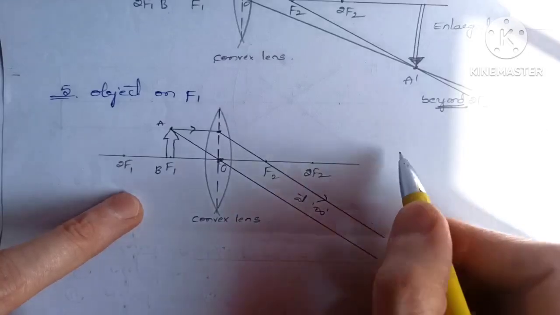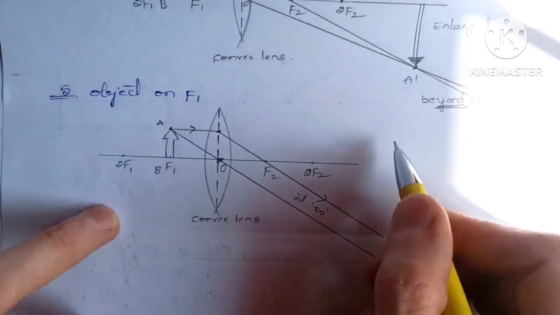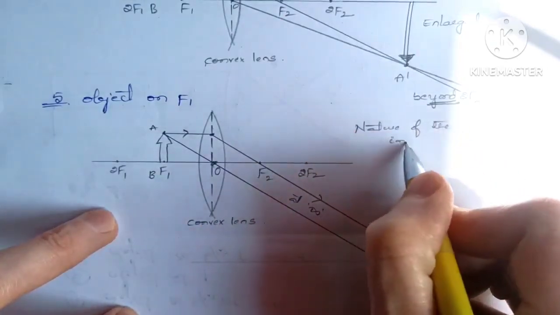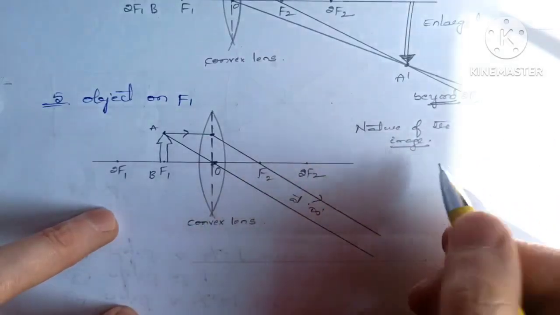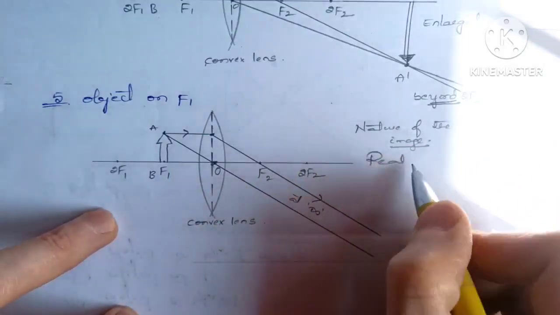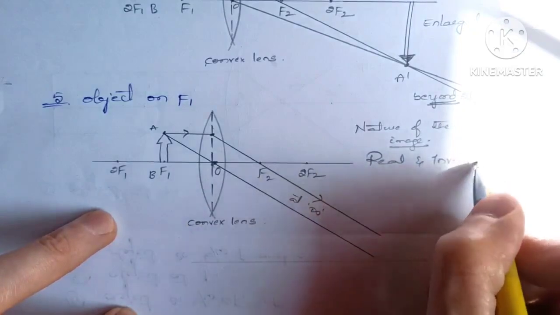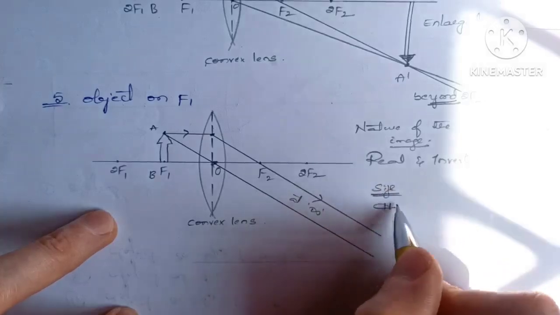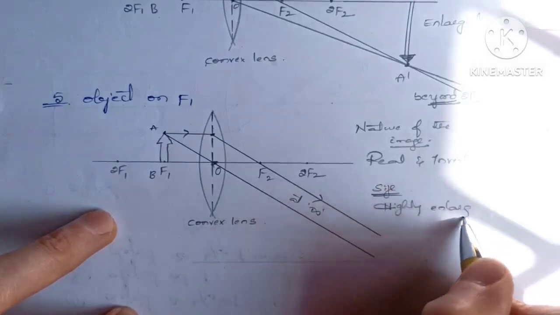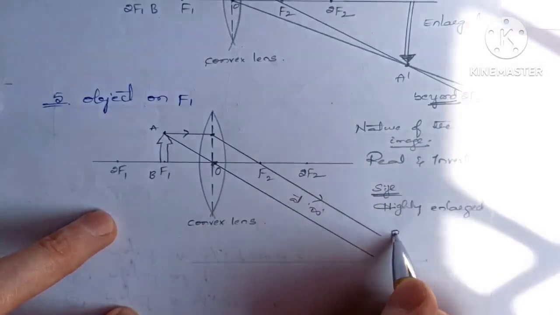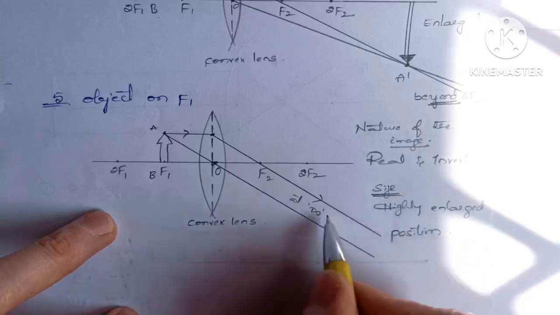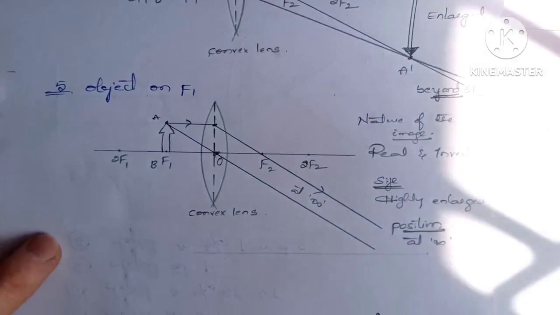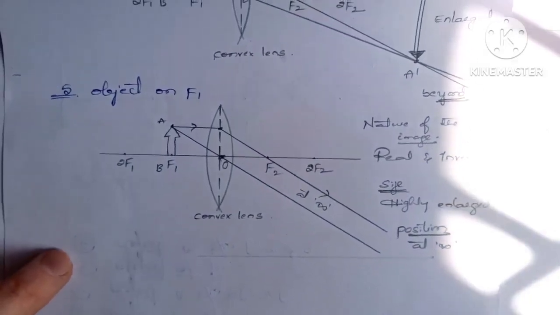Okay, so nature of the image, we have to write nature of the image. Nature of the image will be the same, real and inverted, as I have told you for the first 5 constructions, real and inverted. And now size, highly enlarged. And now the last one is position. Already you have written position at infinity. Position of the image at infinity. Now let's move on to the last, 6th construction.